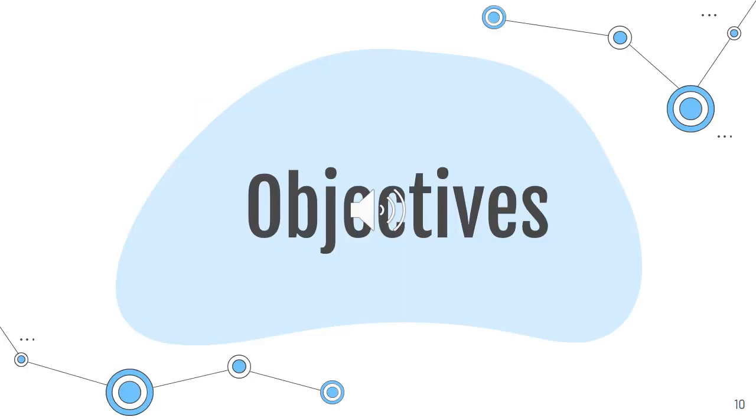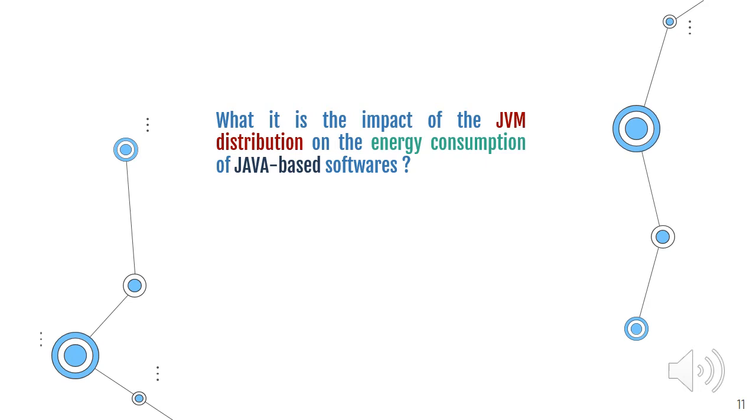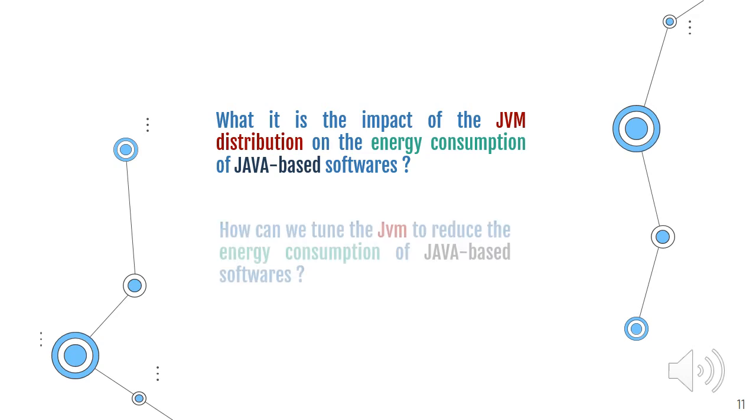Now that we understand our scope, let's try to answer these two research questions. The first research question is about the impact of the JVM choice on energy consumption. In other words, does changing the default Java virtual machine affect the energy consumption of the software? And the second one is about how we can tune this JVM in order to reduce the energy consumption even more for those software.